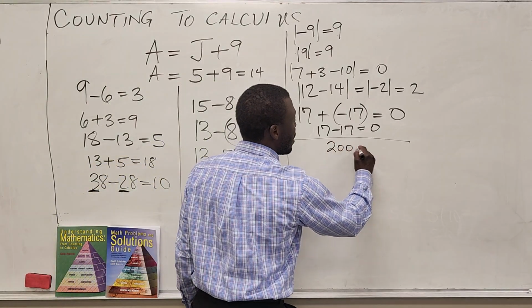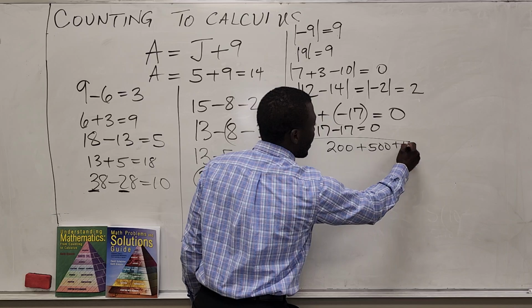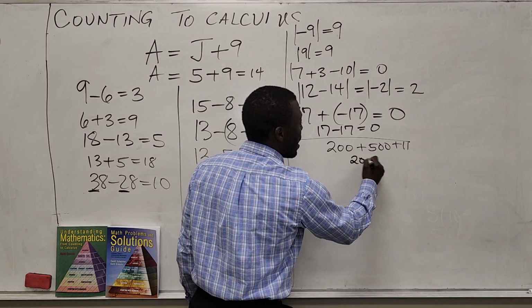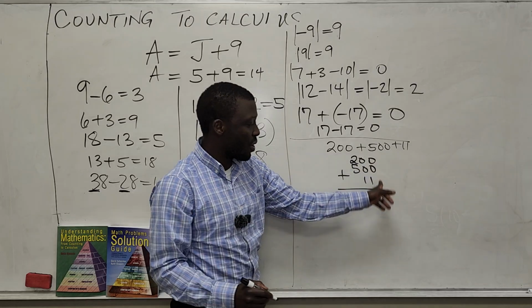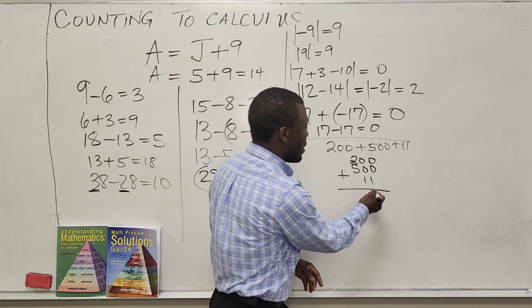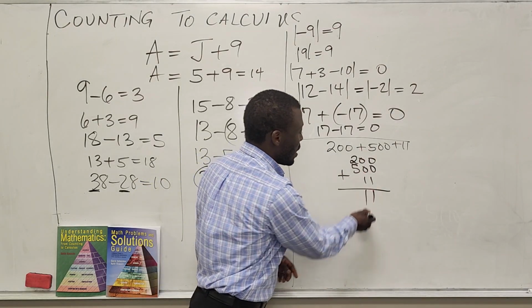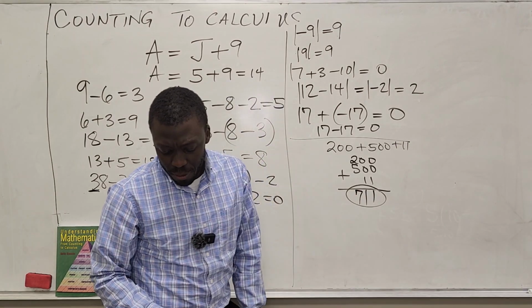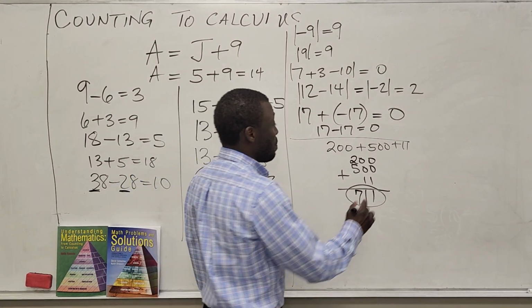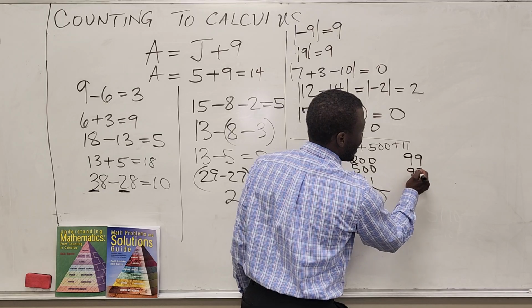What is 200 plus 500 plus 11? I would line them up like that, and then go vertical. 0 plus 0 plus 1. 0 plus 0 plus 1. 2 plus 5. Very good. How about 99 plus 99 plus 99?